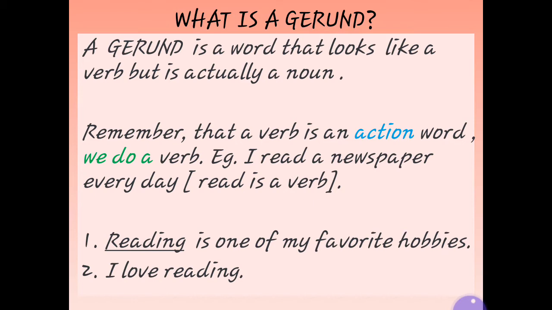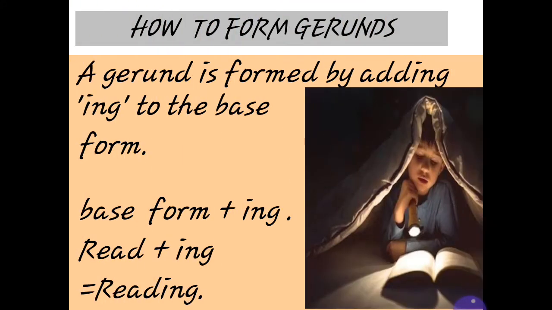You also remember when we talked about nominalization of verbs. We said that ing added to a verb or an adjective can give you a noun. So let's continue. How do we form gerunds? A gerund is simply formed by adding ing to the base form of a word. You have the base form read, and then you add ing. It gives you reading, and that's a gerund, a name of something.